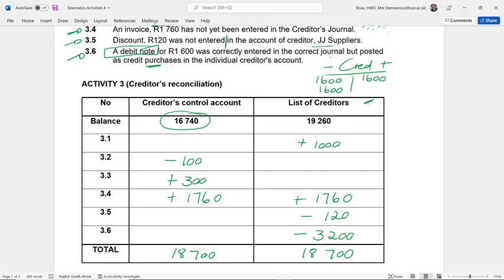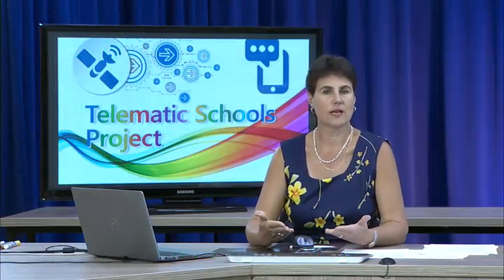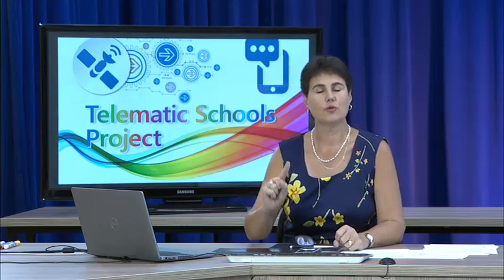Now, what do we do if we come to the end of a question like this and our list and control account doesn't have the same balance? The first thing you do, you add up again. Very often, it's just a calculation mistake. You just entered the amounts incorrectly on your calculator. So calculate again the debit and the credit, or the control account and the list. See if that wasn't a mistake. If that wasn't a mistake, calculate the difference between the columns.